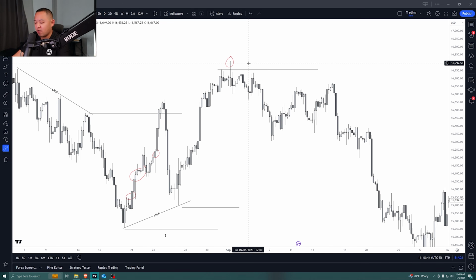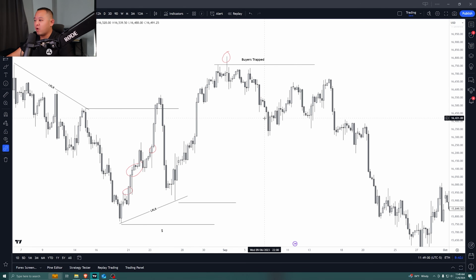Who's getting trapped offsides? Which market direction is price likely to trade towards? All right, that's all I'm thinking about. So after we see a lot of buyers get trapped up here, then what is our possible target?